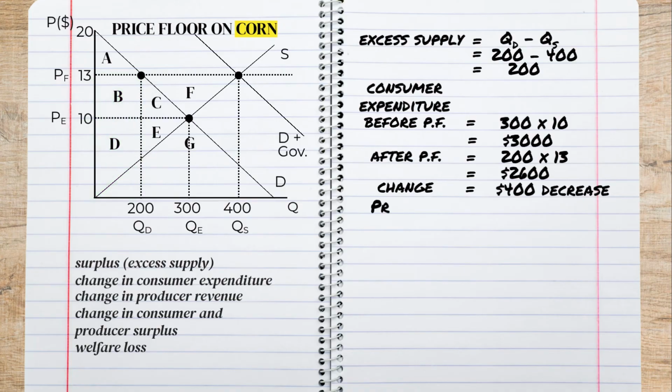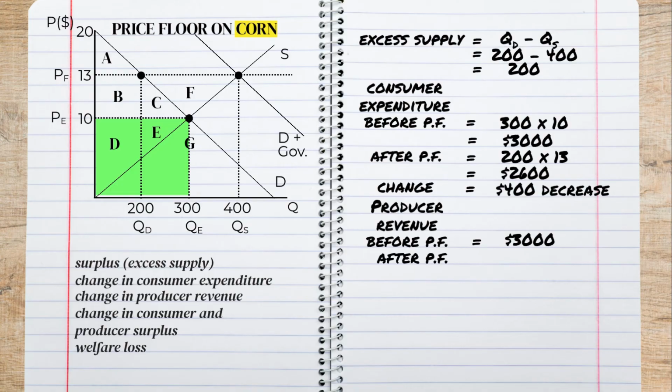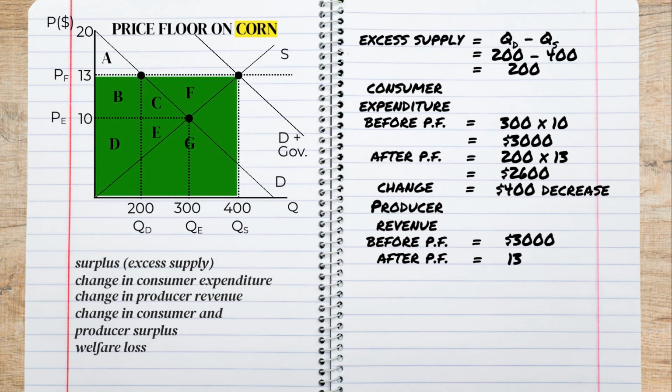I hope you got it. So before the price floor is imposed, the consumer expenditure is equal to producer revenue, so that'll be $3,000, just as before. After the price floor is imposed and the government buys the surplus, now we're looking at the area of the rectangle of PF times QS. That'll be 13 times 400, which is $5,200. Therefore, to find the change in producer revenue, we take the difference between 5,200 and 3,000, and we get an increase of $2,200.